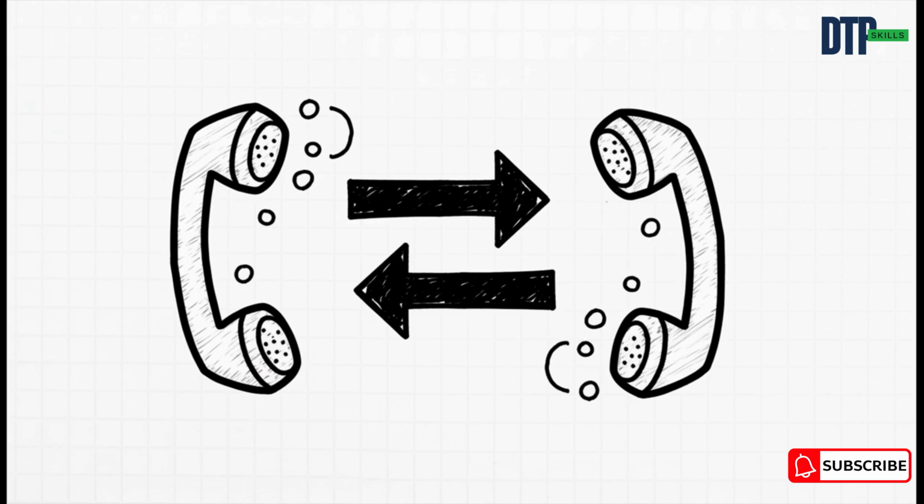You and your friend can both talk at the same time, you can listen at the same time, you can even interrupt each other. That natural back and forth flow is exactly why full duplex is the standard for almost all the modern communication we use every single day.